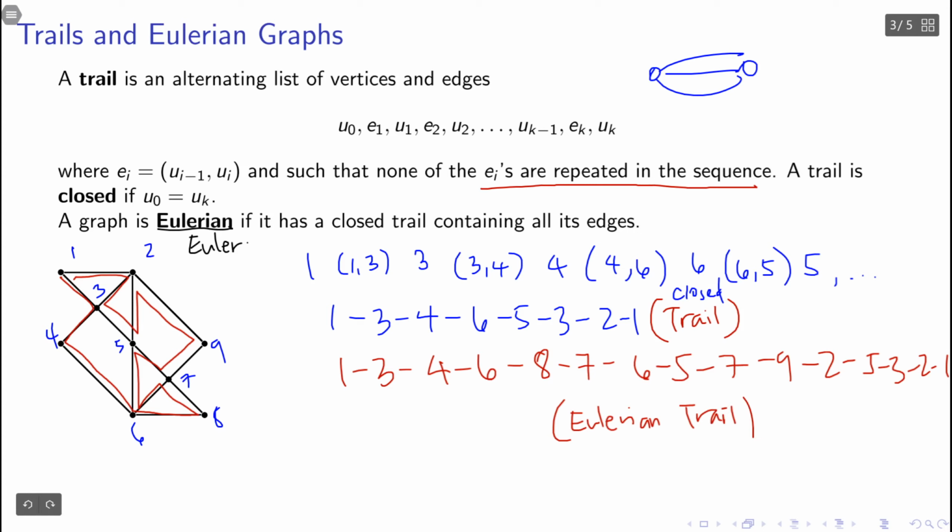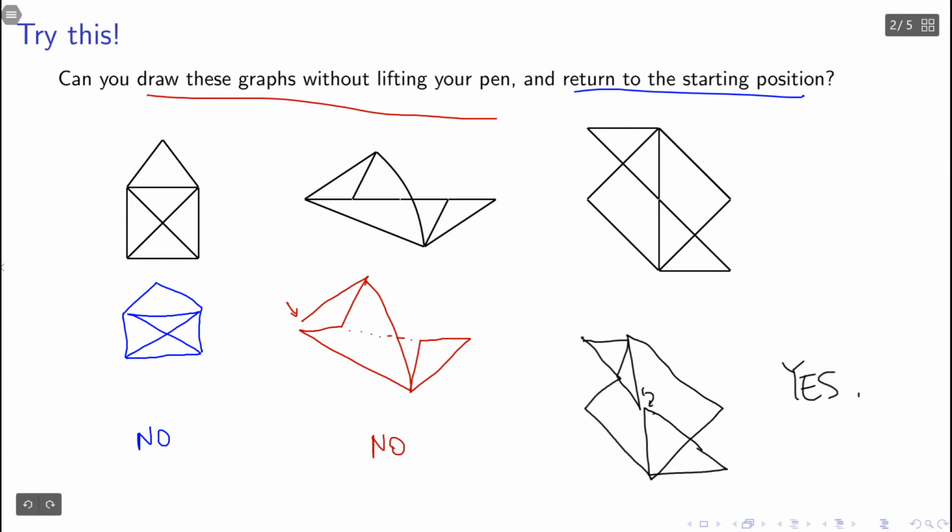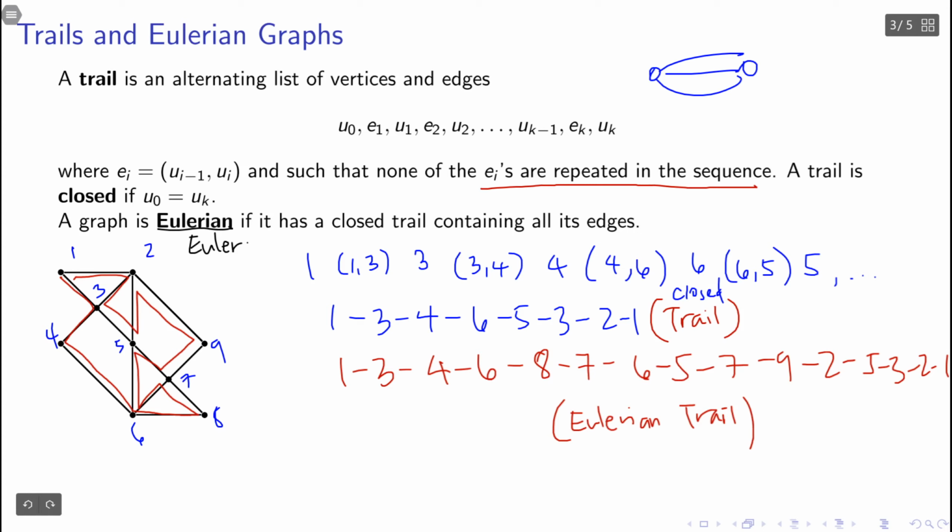Note that we don't repeat any edges. But it is a closed trail because we end where we started at vertex 1. And we're able to draw the graph without lifting our pen. So this condition really is the same question as, does the graph have an Eulerian trail? And we do have a name for these graphs, as you see here. We just say that the graph is Eulerian. So this graph is an Eulerian graph.